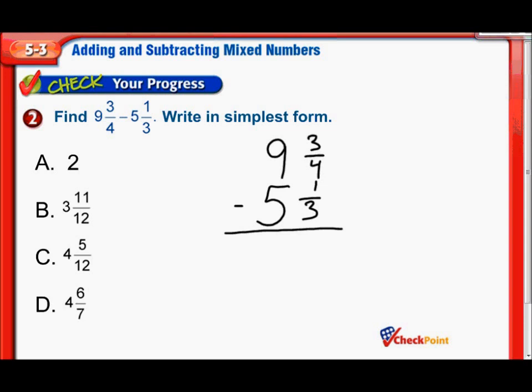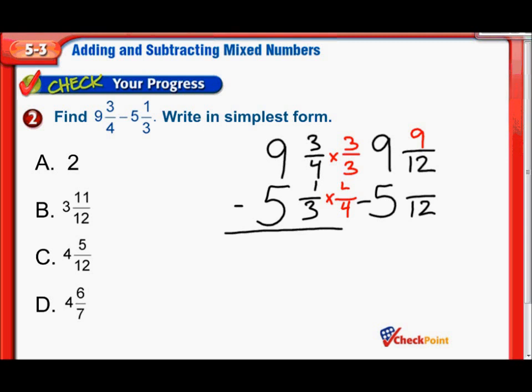Well, let's see. 4 and 3, my LCD, least common denominator, for 4 and 3, well, that's 12. So we're going to change these both to 12ths. So that'd be 9 and so many 12ths minus 5 and a certain number of 12ths. Okay. Well, how do we get those into 12ths? Well, let's see. 4 times 3 is 12, so I'm going to multiply this first fraction by 3/3. 3 times 3 is 9. And now 3 times 4 is 12, so I'm going to multiply the top by the same thing, 4/4, and 1 times 4 is 4.